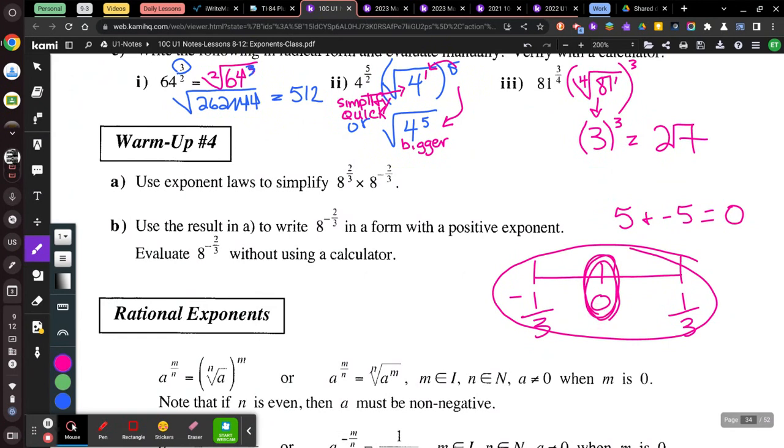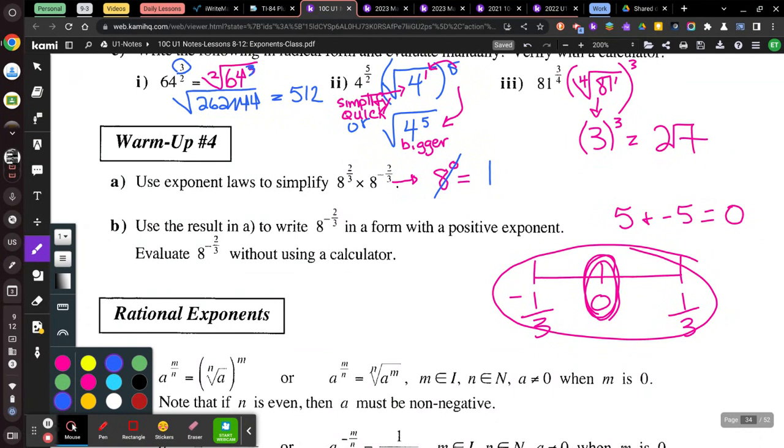So whenever you get a fraction and its opposite, or any digit and its opposite sign, you're always going to get a 0. 6 and -6, 0. 2/3, -2/3, 0. So that's going to give us 8 exponent 0. And what do we know about that? Right, everything disappears. So now all of it disappears and becomes the digit 1.